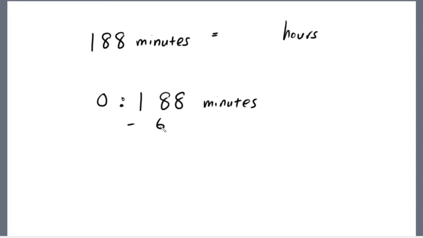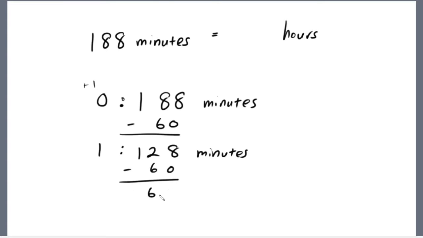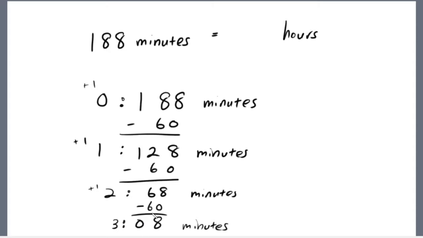Well, I can regroup 60 out of this, and that's going to leave me with 128 minutes. And then all of a sudden, once I regroup, I add 1 to my hours. So now I have 1 hour and 128 minutes. And I can keep regrouping this because I see that this side's more than 60. And that's going to become 68 minutes. Add another hour because I regrouped that. And now I'm at 2 hours and 68 minutes. And I can do it again. And it's become 8 minutes. And this side will add 1 more hour. So now we're at 3 hours and 8 minutes. So we know that 188 minutes is equal to 3 hours, 8 minutes.